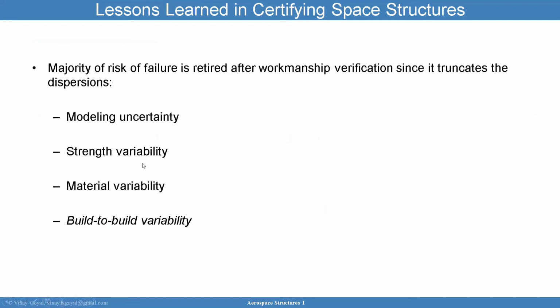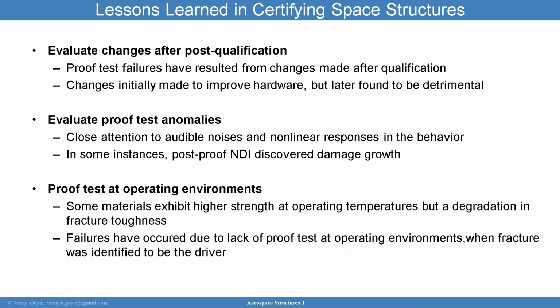The majority of risk of failure is retired after workmanship. So, and why is that? It truncates dispersions. You truncate the modeling uncertainty, the strength variability, material variability, and build to build variability. The modeling uncertainty gets truncated only if you have an analysis that has been validated, and if the proof testing that you're doing is comprehensive. If it's not, then it's not fully doing that. But there is benefit. Once you pass a proof test, you're fairly in good shape.